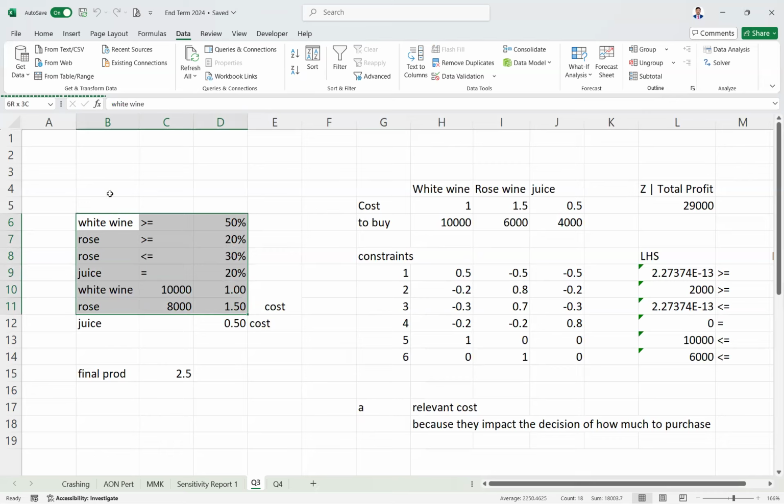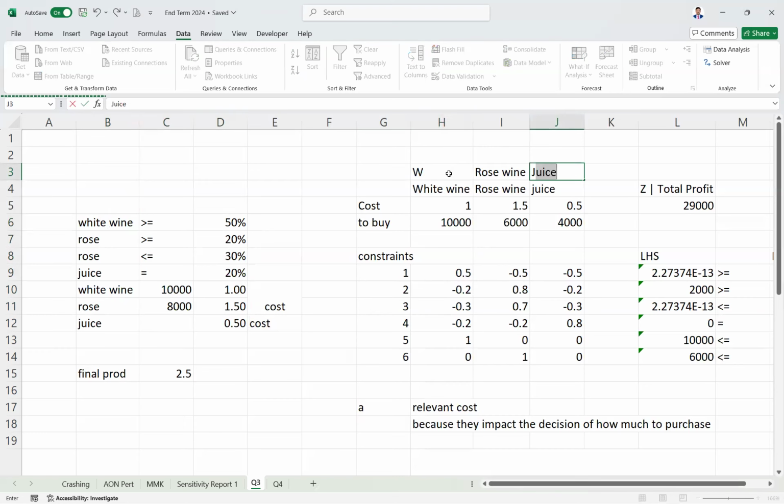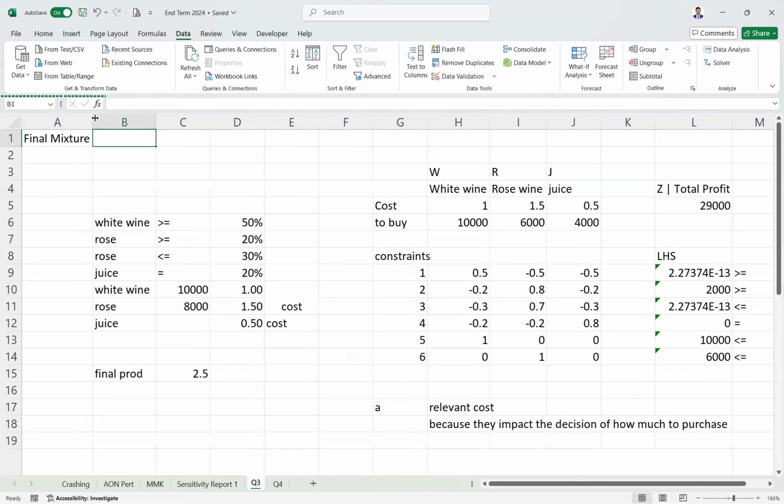How do you translate like this? They said wine is greater than or equal to 50%. 50% of what? Of the entire mixture. So consider the variables W, R, and J. W is the number of gallons of white wine in the final mixture, R is the number of gallons of rose, and J is the number of gallons of juice. You don't know the final mixture because you don't know these values, so variably we write W plus R plus J. This is the final mixture.